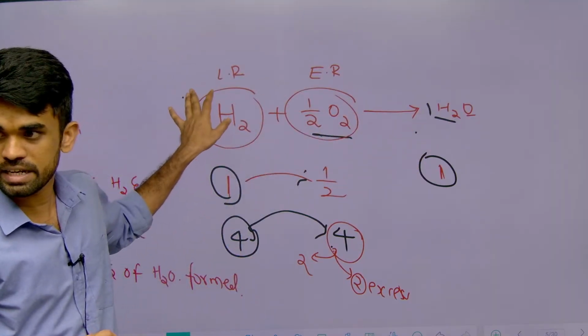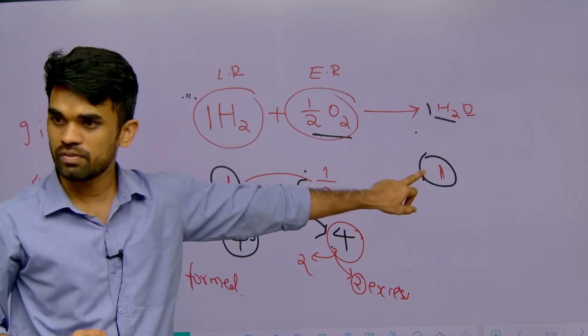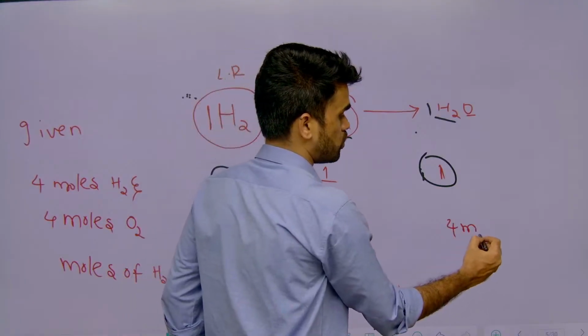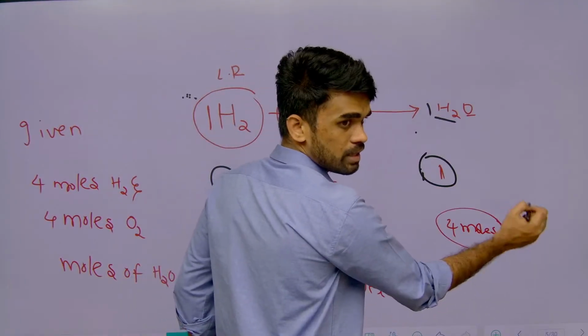Whichever is less decides it. So for 1 mole, how much comes? 1 mole. Then for 4 moles it should also be 4 moles of product. 4 moles of product is formed. Clear everyone? Yes. Next.